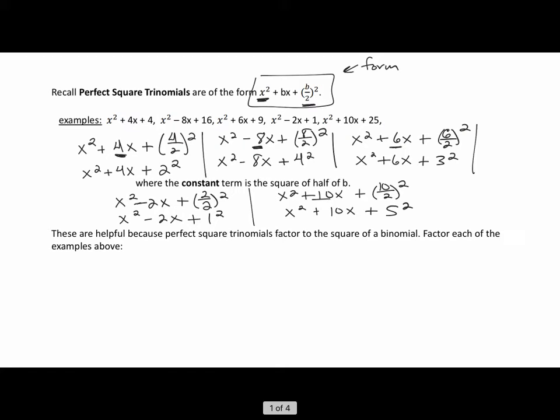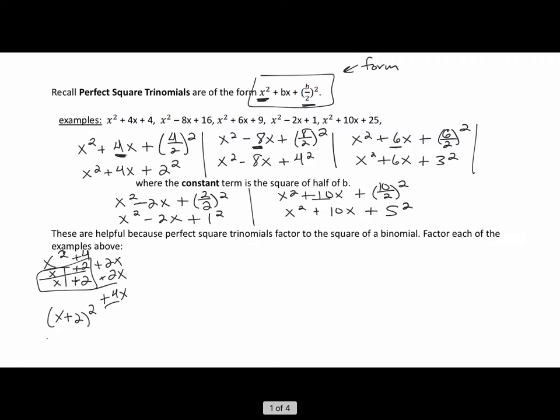And what's really great and helpful about this form, about perfect square trinomials, is that they factor to the square of a binomial. So let's factor each of those above, and I'll show you. I'll just do the first one the way we normally factor. So x squared, factors of x squared, and factors of 4, which adds up to 4x. And since we already know that that's 2 squared, let's see if 2 works. Same sign, both positive. Yep. So that factors to x plus 2 times x plus 2, which is x plus 2 squared.